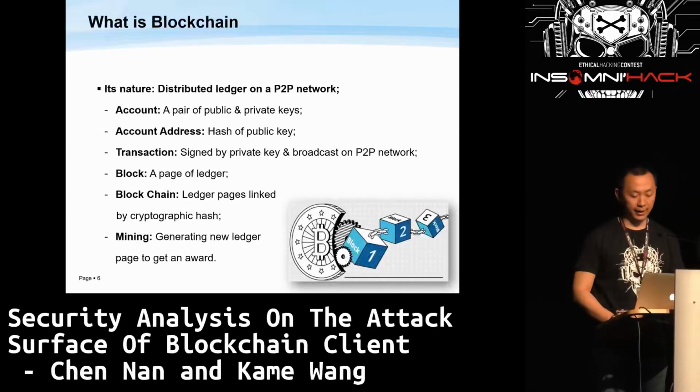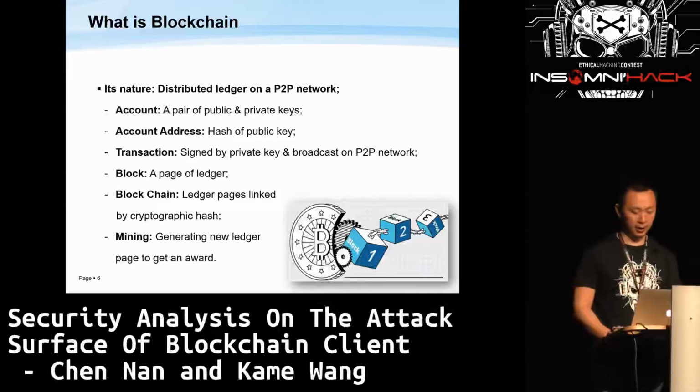The nature of blockchain is a distributed ledger on a P2P network. Taking the top public blockchain project as an example, a user's digital currency account is a pair of public key and private key. The address of an account is the hash of the public key. If a user wants to make a transaction, he will need to sign the transaction message using his private key and broadcast it onto the P2P network. This message will include the account address of the sender and receiver, and the amount of digital currency, and so on.